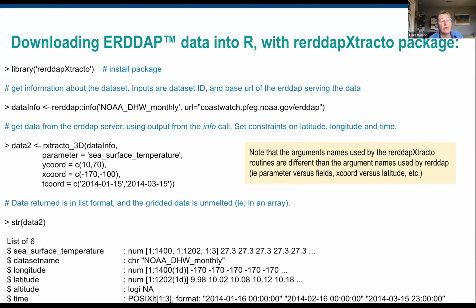Now the difference here is that the data is returned unmelted, and the data that's returned is just the data. It doesn't have all that metadata and the other information that was returned by the rerddap call. Here we see that there's sea surface temperature, and you can see it's in an array. We have latitude and longitude, which are in numerical format, and we have time. We can see that time is returned in time format. It's not character format, so we don't have to convert that. Again, that's a slight difference in how this data is returned.